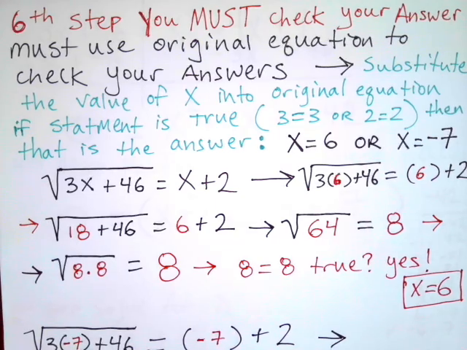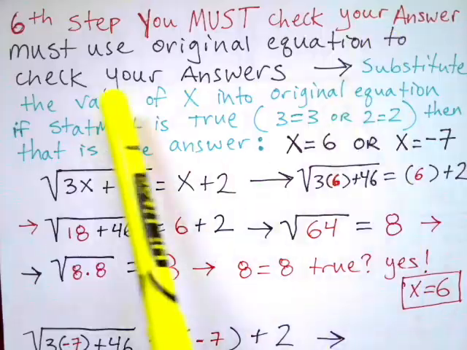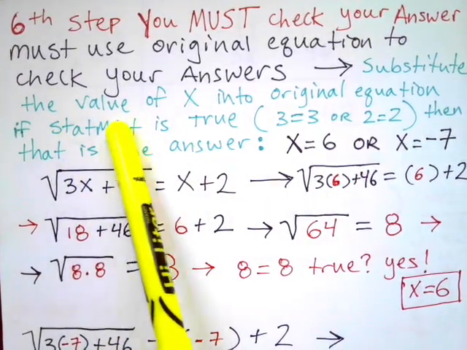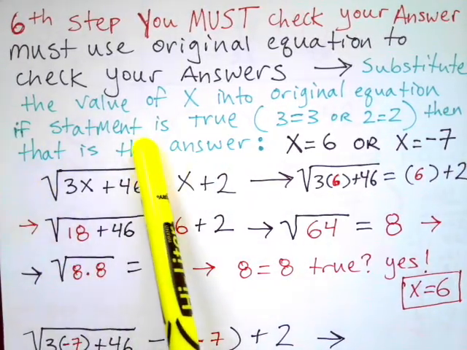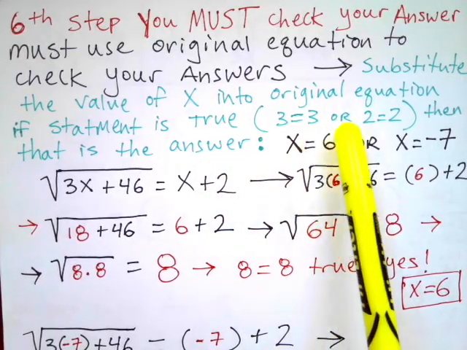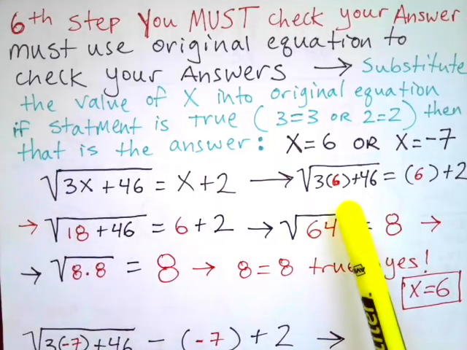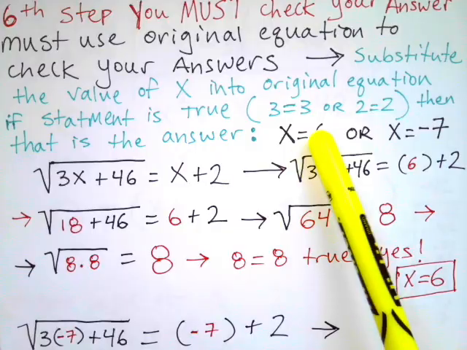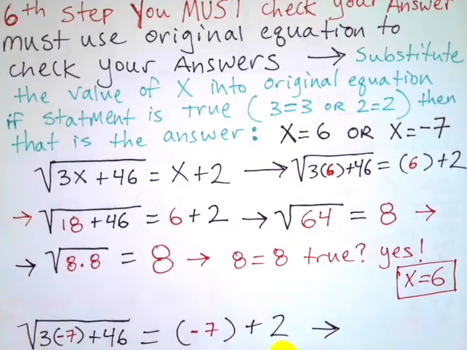So sorry. I apologize. So again, step 6 is you must check your answers. So you want to use the original equation to check your answers. You substitute those values for x, 6 and negative 7, into the original equation, the original statement. And if you end up with one side equaling the other side, then it's true. That is the answer. So if you remember in video number 2, I showed you I substituted a negative 7, and then we discovered that the answer was 6.